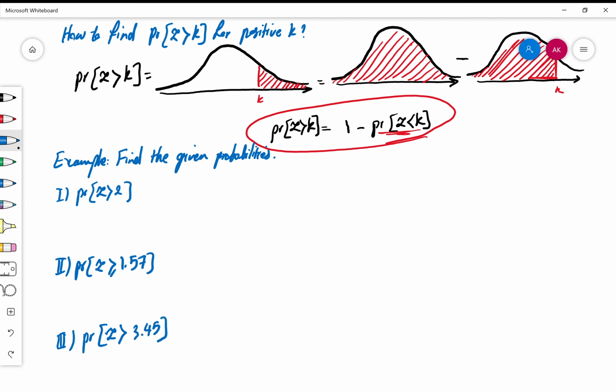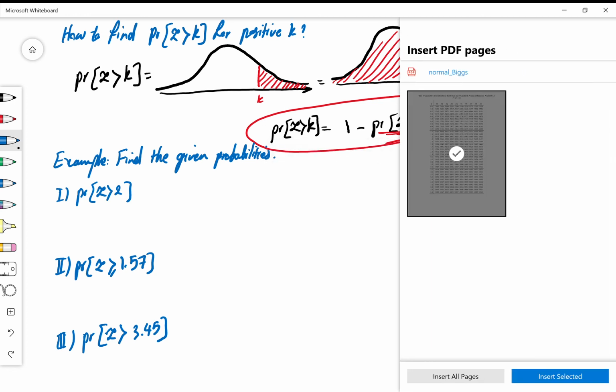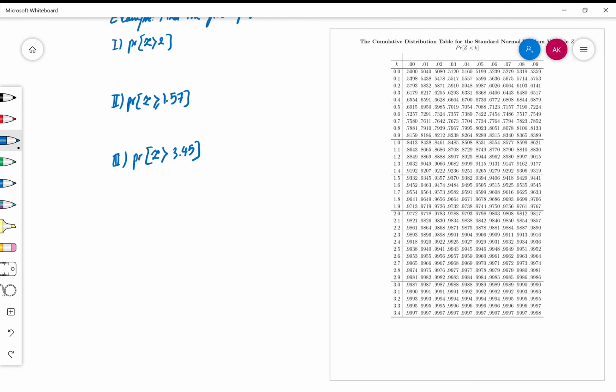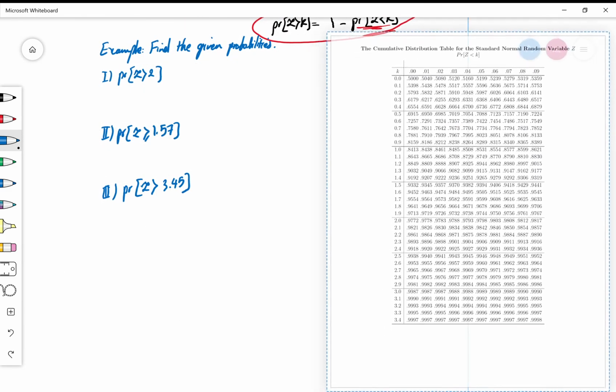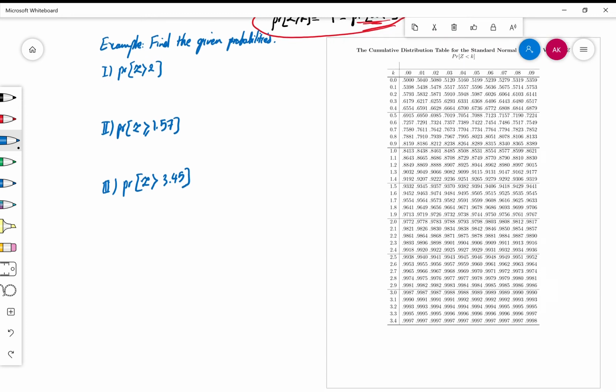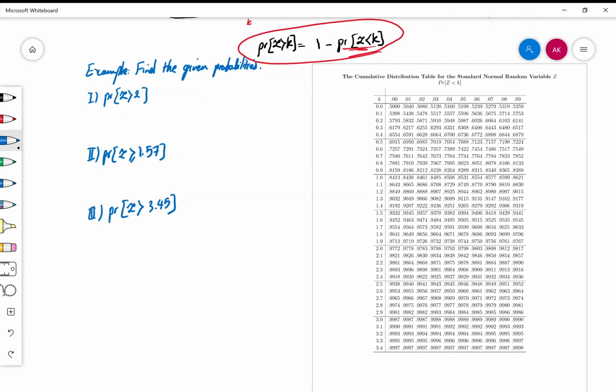Okay, I need the table. Let me import the table here. Okay, just this page, and that's it. Let me just shift it a little bit up. That's the formula we need to know to turn Z bigger than or equal to k into Z less than or equal to k, and then from the table we can find it. Okay, let's just go ahead and do this.